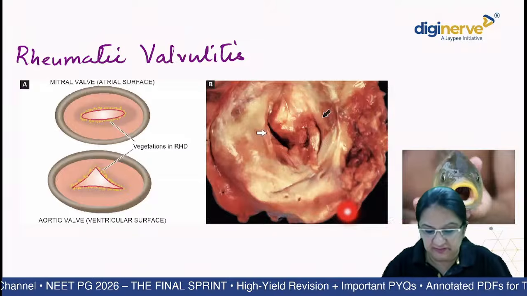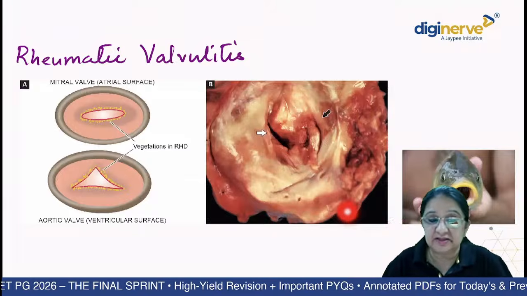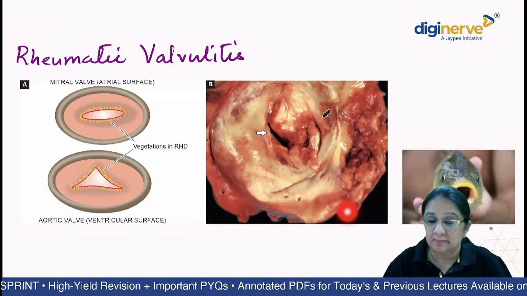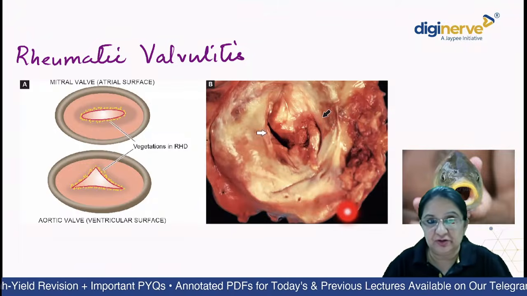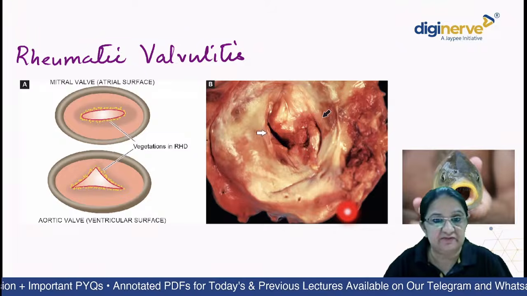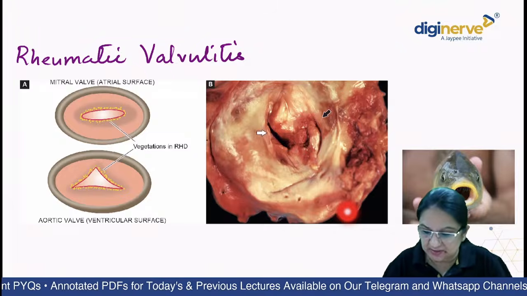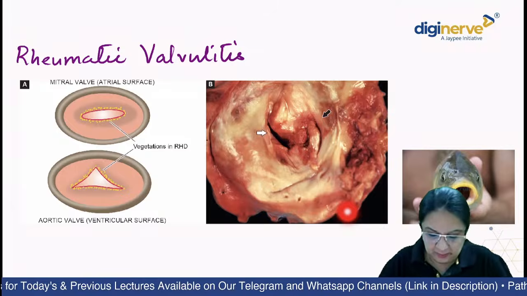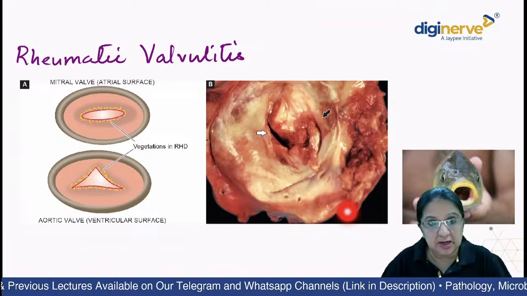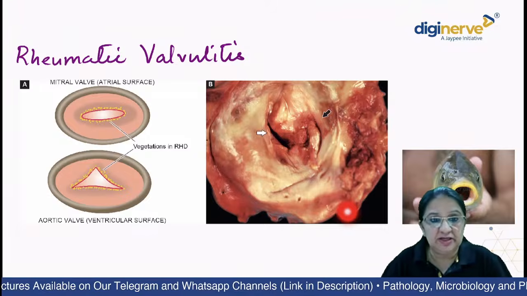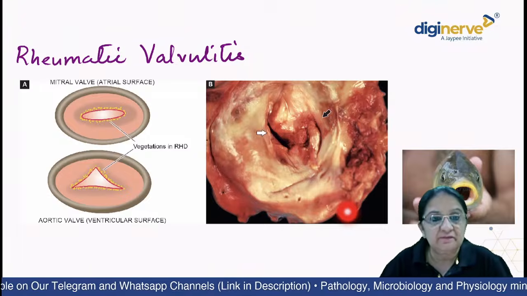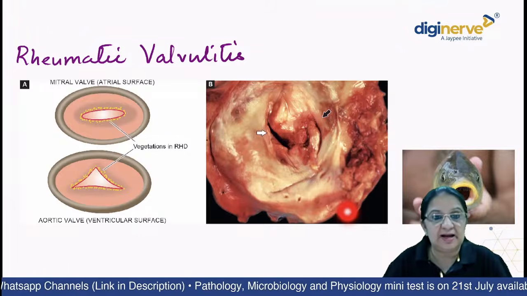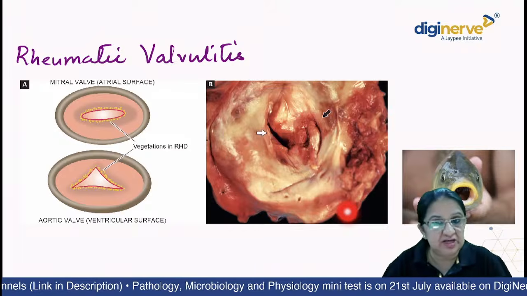Then rheumatic valvulitis. It causes pancarditis, so it affects everything. In the myocardium, you see the Aschoff nodule. In valvulitis, you see the vegetations. Vegetations are present on the atrial surface of the mitral valve or the ventricular surface of the aortic valve, right?